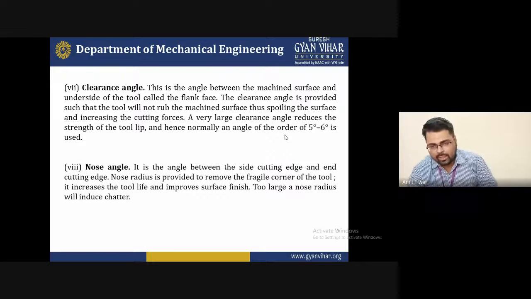What is the nose angle? It is the angle between the side cutting edge and the end cutting edge. The nose radius is provided to remove the fragile corner of the tool. So the purpose of the tool nose radius is to remove the fragile corner of the tool. It increases the tool life and improves the surface finish. A larger nose radius will induce chatter. That is also important, because a larger nose radius increases the tool life and the surface quality.